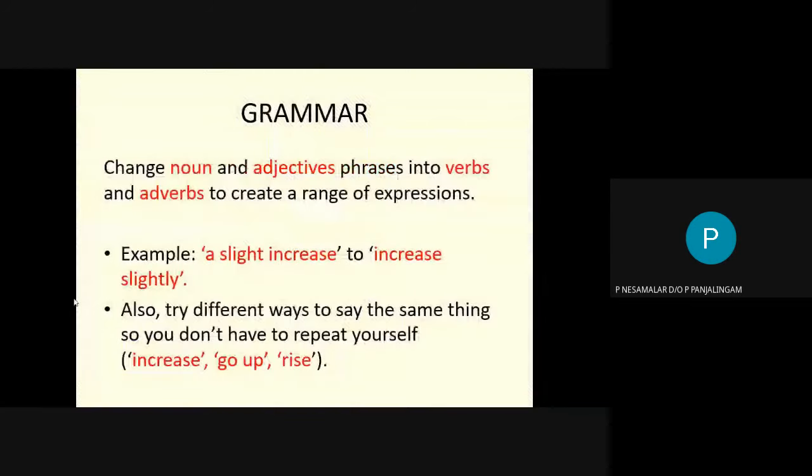You can also change noun and adjective phrases into verbs and adverbs to create a range of expressions. For example, a slight increase, adjective, noun, becomes to increase slightly, verb, adverb. Now, if you are going to use past tense, this will become increased. And also try to vary your vocabulary. So instead of using increase all the time, you could use go up or rise or even grow and other vocabulary words that I'm sure your lecturer or teacher has told you.